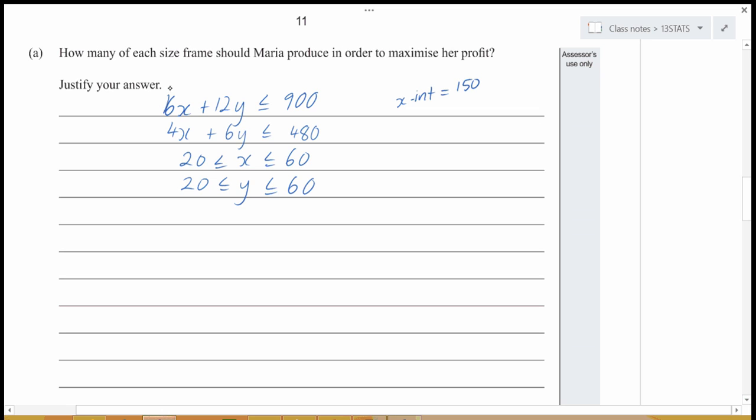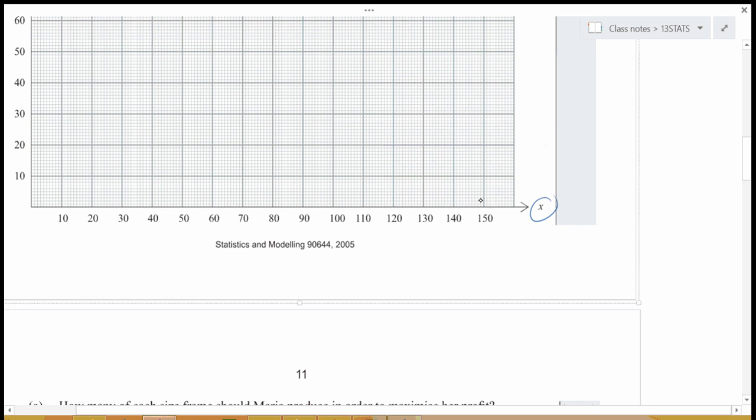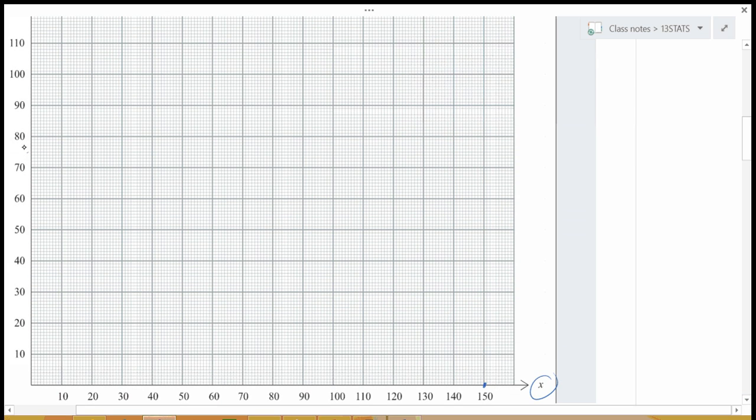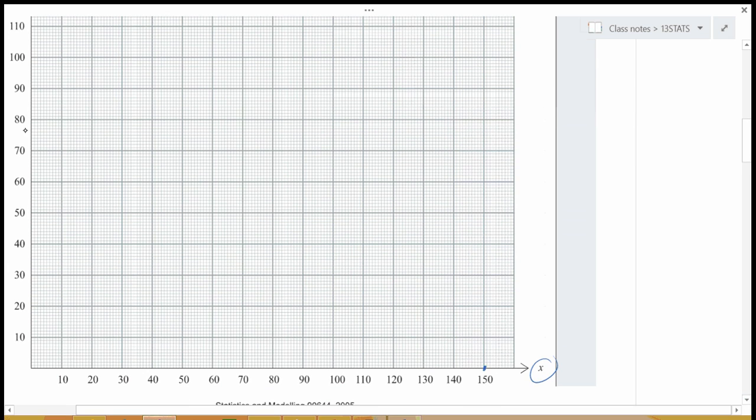We can do the same for y. So 900 divided by 12 comes to 75. So our y-intercept for that one is going to be 75. Okay, so let's draw those two on. So 150 just there, and 75 right there.